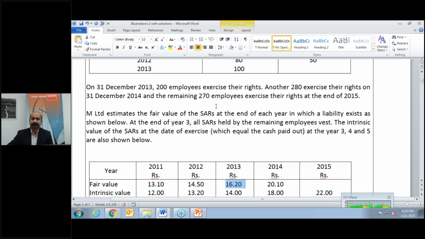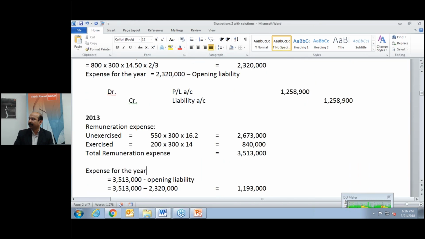value of this option. So the entry will be, or the accounting will be, this is the unexercised option. 550 employees have not yet exercised this option. Each employee was entitled to 300, and this is the fair value of the SAR. So this gives us the remaining liability. And this is the amount which was exercised. This is in fact the cash paid. So when we add up these two figures, this will give us 3513.